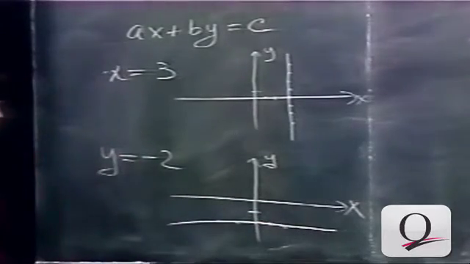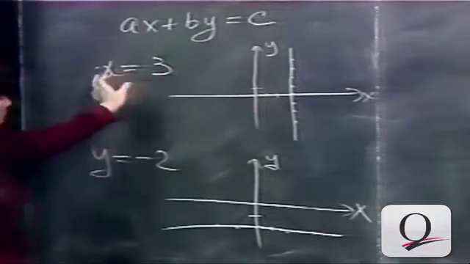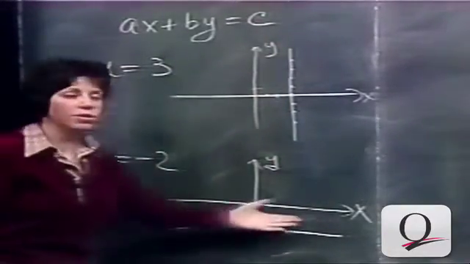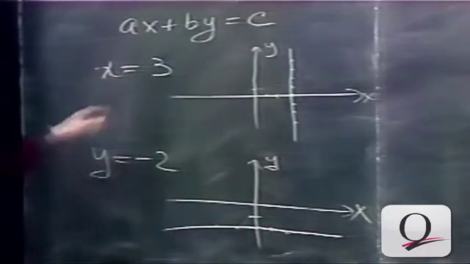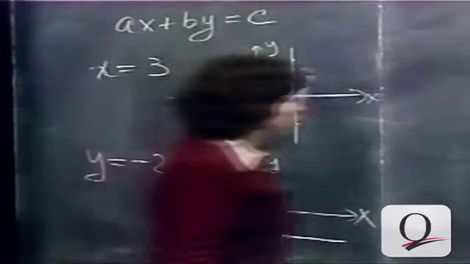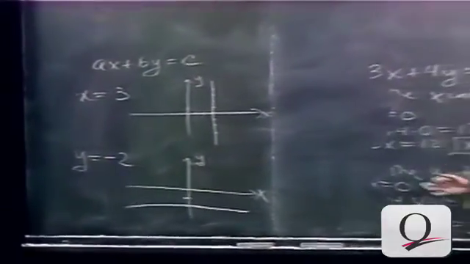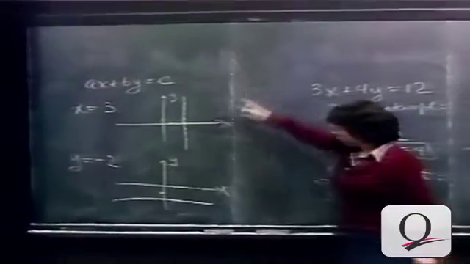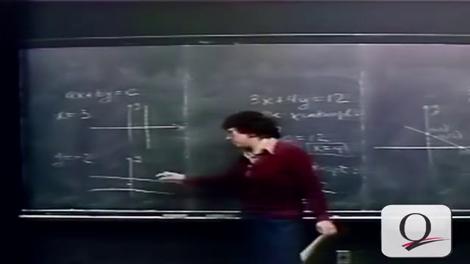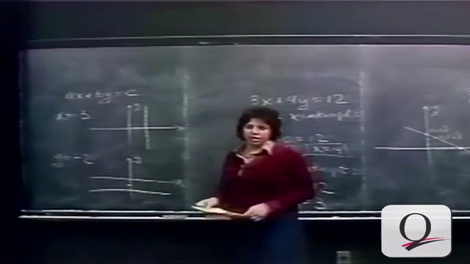Okay, x equals a constant is always the equation of a vertical line. y equals a constant is always the equation of a horizontal line. If a and b are not 0, you will get an oblique line, one that has both an x-intercept and a y-intercept. You'll notice that the vertical line has an x-intercept but no y-intercept, and the horizontal line has a y-intercept but no x-intercept. And this brings us to the end of this tape.